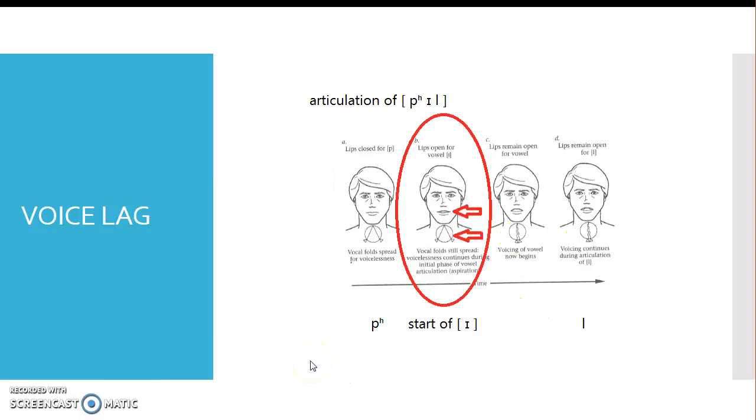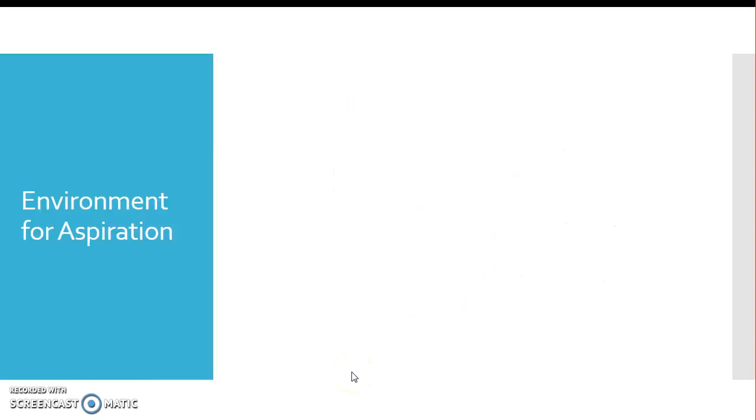Now, if there's an S in front, we speed up the closure of the glottis, and we don't have this wide open glottis on the release of the stop. So that's why we don't do it for S.